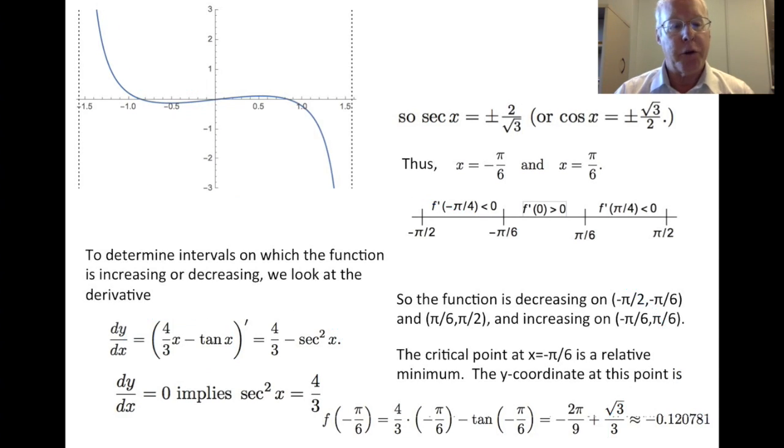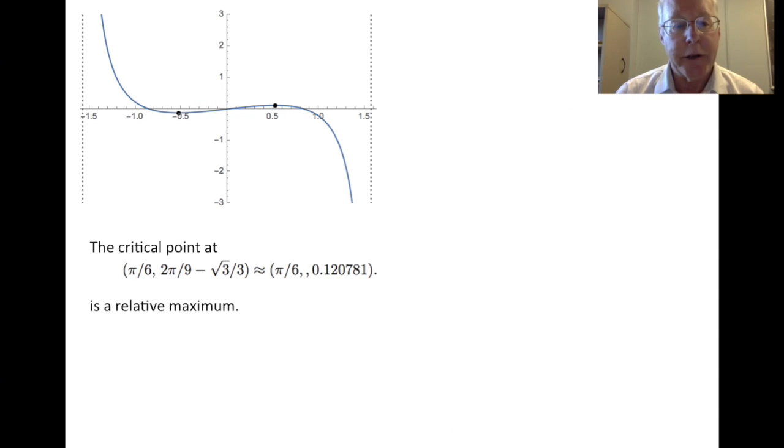Likewise, we can fill in the other critical point. At pi over 6, we get a y value of about 0.12, a positive value a little bit above the x-axis, and of course that's a relative maximum.